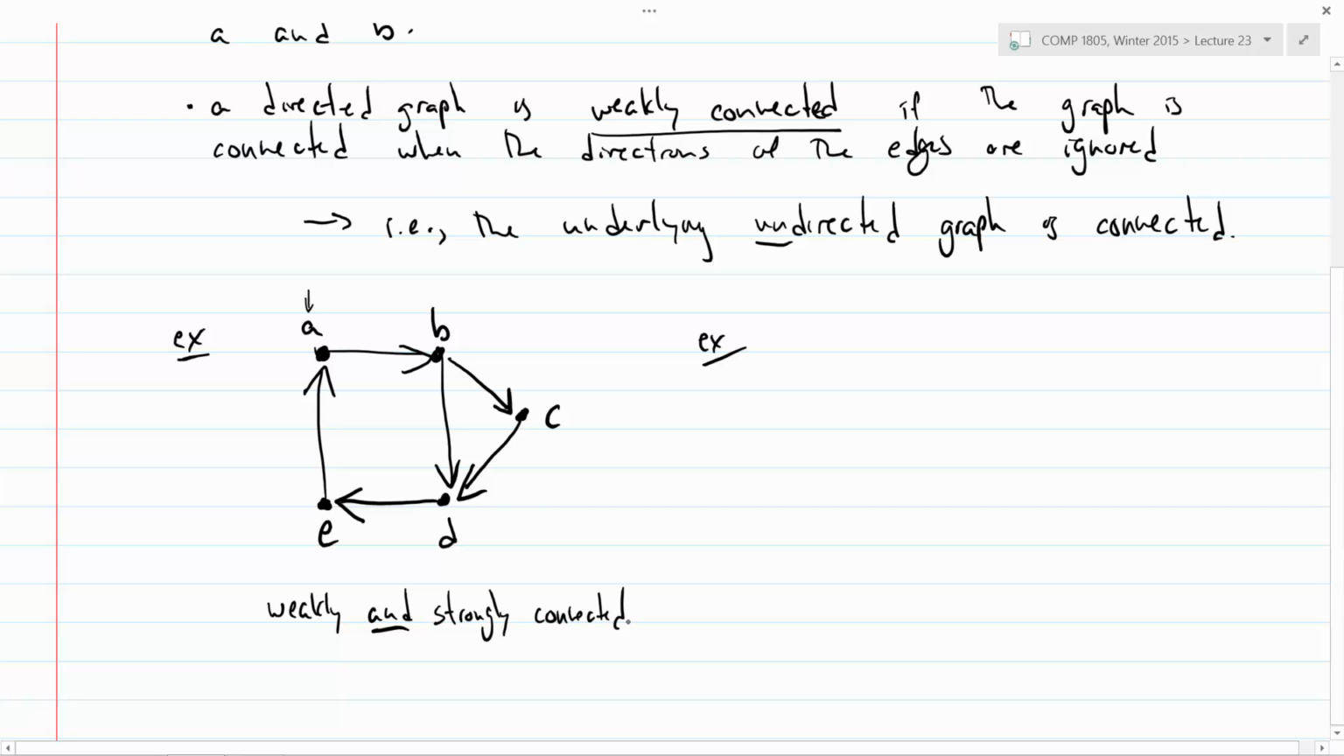So if a graph is strongly connected, is it automatically weakly connected? Yes. Yeah, it's going to have to be.